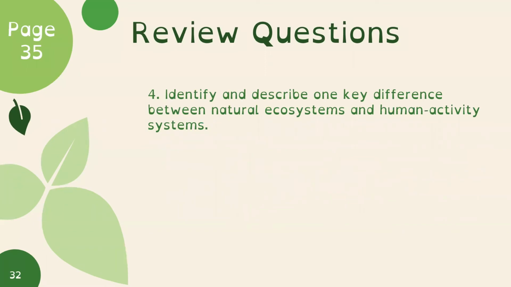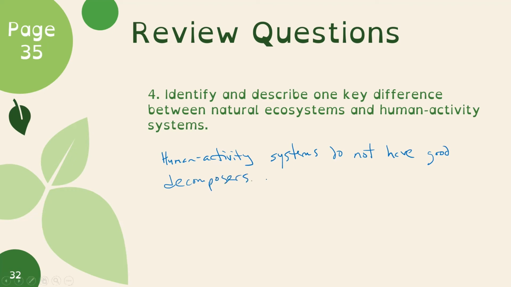Identify and describe one key difference between natural ecosystems and human activity systems. So natural ecosystems have those producers, consumers, and decomposers. Human activity systems try to replicate that, but human activity systems do not have very good decomposers. In a healthy, thriving natural ecosystem, everything that they need to thrive and survive, they are able to get through that interconnectedness of the producers, consumers, and decomposers. There isn't extra waste. That is all used by those three groups and cycled through. So everybody gets what they need, and there isn't something that's polluting those ecosystems.